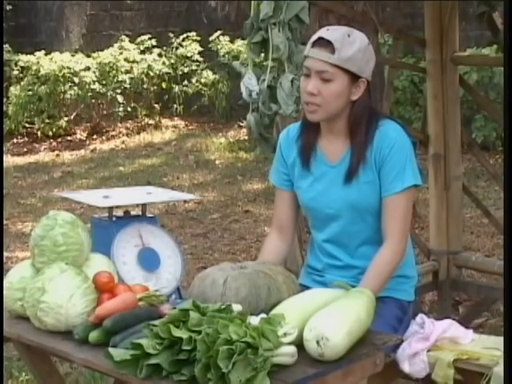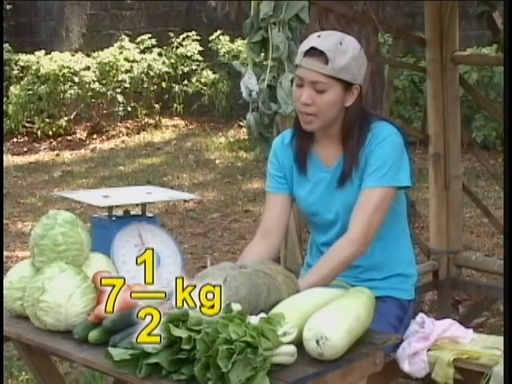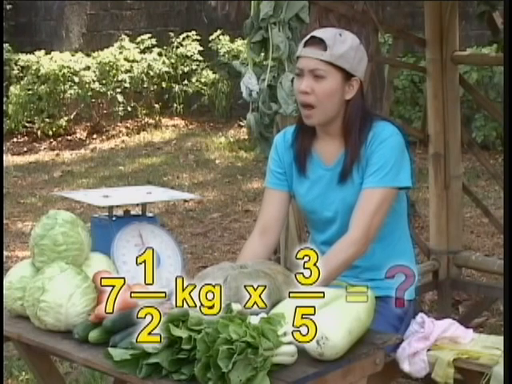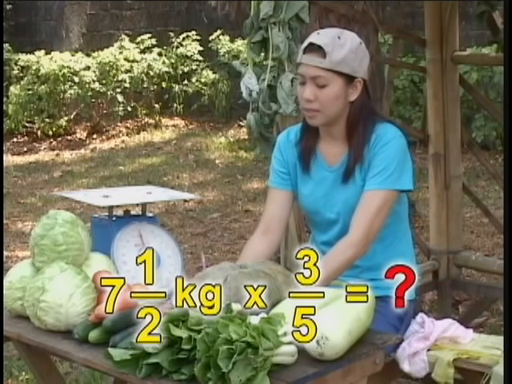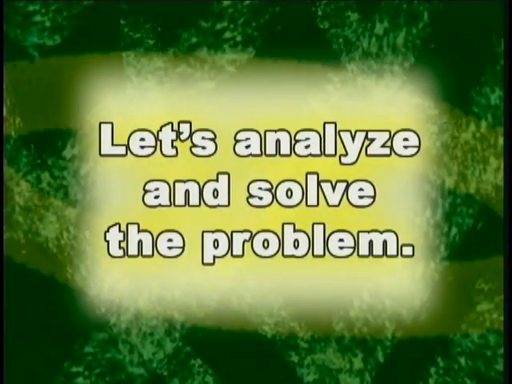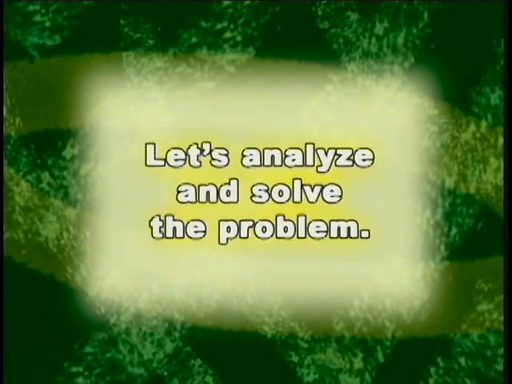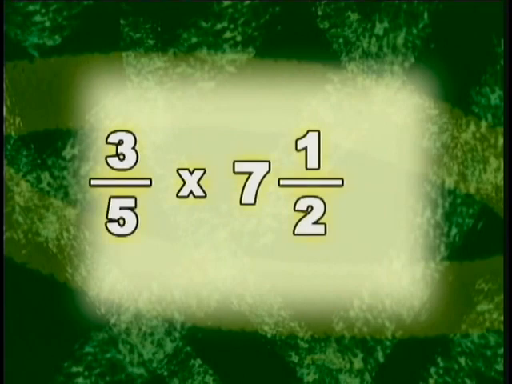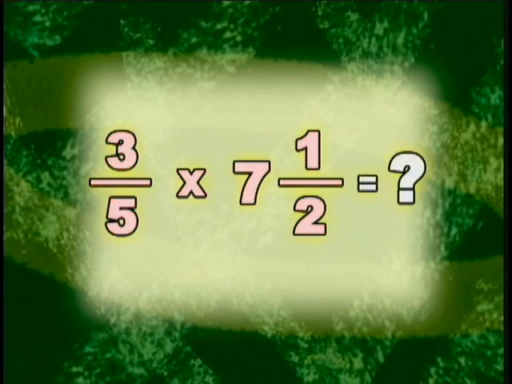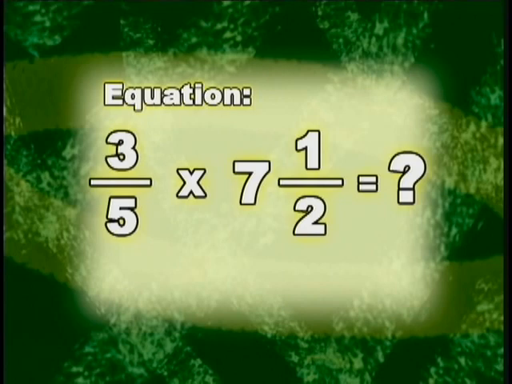If I harvested 7.5 kilograms of petchay and I sold 3/5 of it, how many kilograms did I sell? Let's analyze and solve the problem. To find 3/5 of 7.5 kilograms, we multiply 3/5 by 7.5. Our equation will look like this. 3/5 times 7.5 equals n.